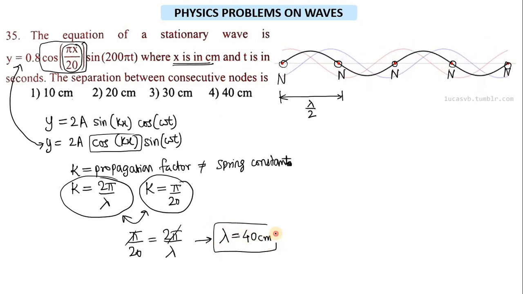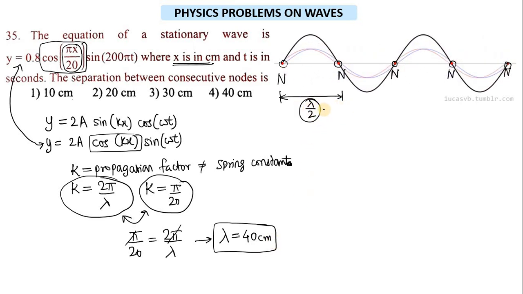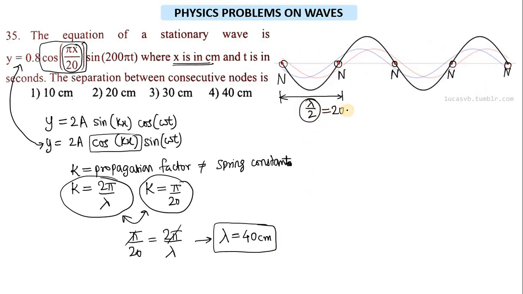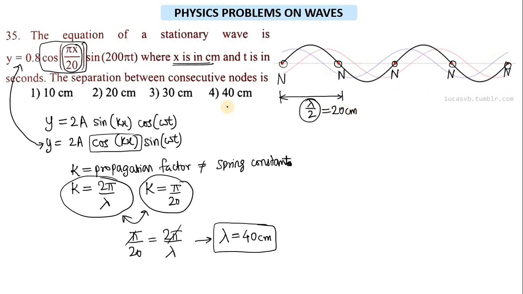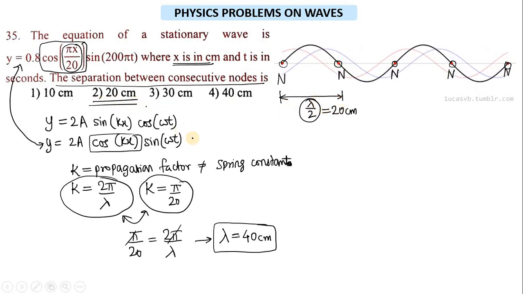So the wavelength is 40 centimeter, and here this lambda by 2, the distance between the two nodes, will become 20 centimeter. So the question is asking what is the separation between the consecutive nodes, which is nothing but this 20 centimeter. So the answer is 20 centimeter.